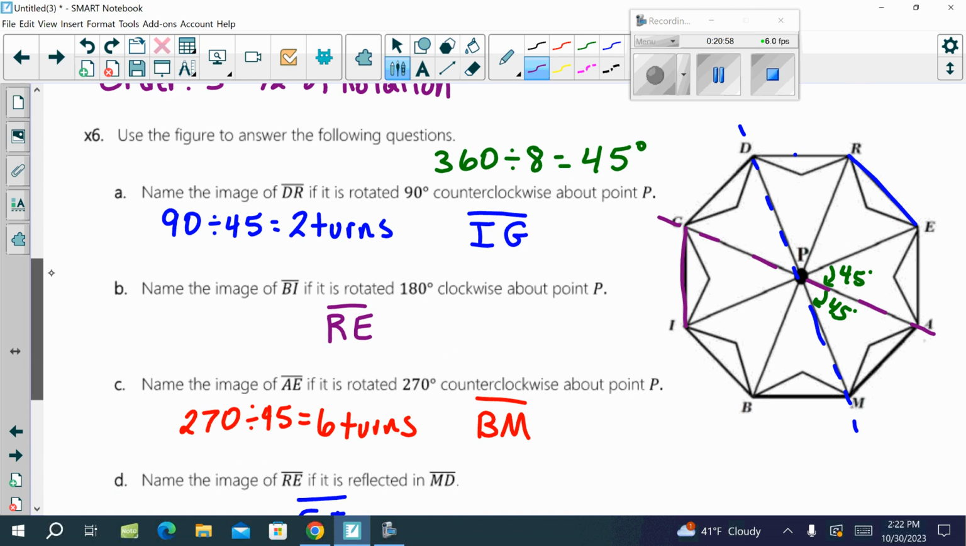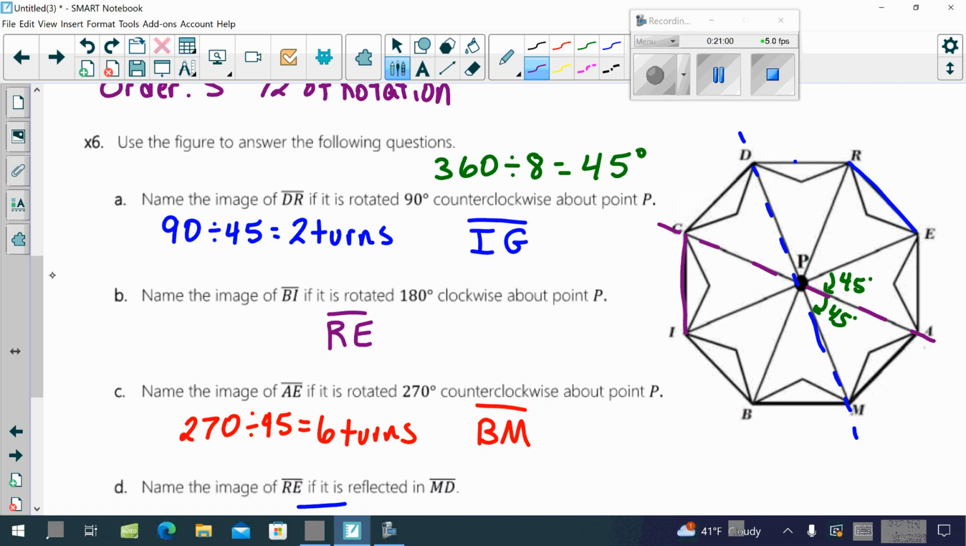Once again, a reflection is like folding it and seeing where it coincides. Where does it line up? So if we reflect over the purple, IG is one segment right here next to the purple. So if we reflect it, it's going to be the other segment on the other side of the line. Okay? All right.